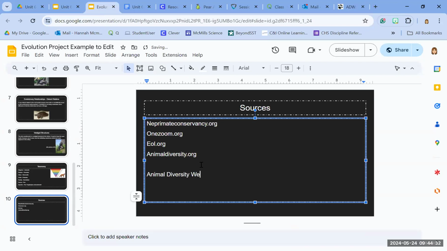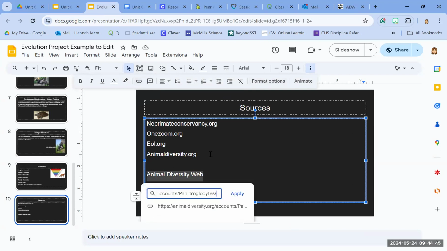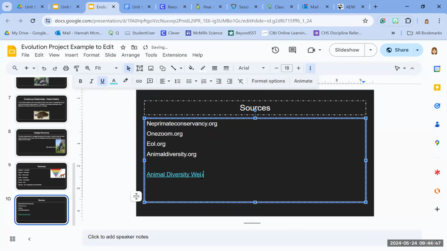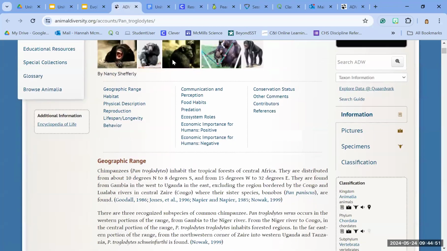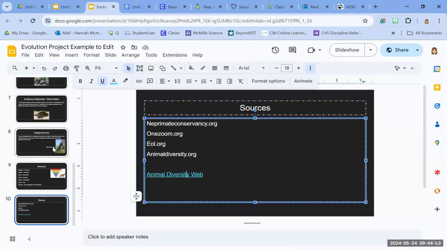Okay, now I copied my link. What you're going to do is you will highlight whatever the site name is. You're going to go in here. Okay, so highlight, click these little dots, this little link button here. You're going to paste the link. And now anytime I go over it, it's going to take me directly to that site. Okay, so now I know exactly where you got the information from.